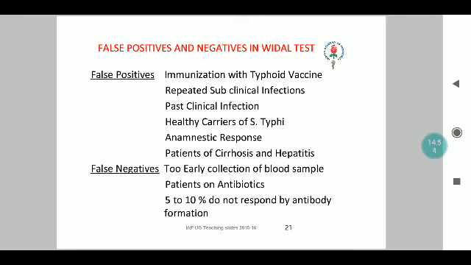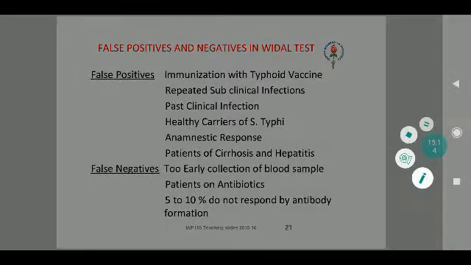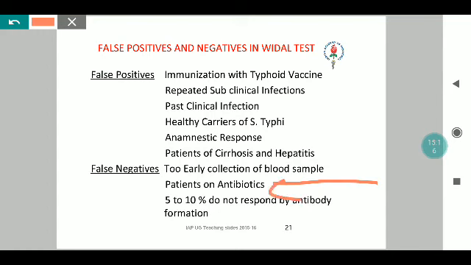A false positive can be seen if immunized recently with a typhoid vaccine, if repeated subclinical infections are there, a past clinical infection as we discussed, or in patients with cirrhosis and hepatitis. A false negative can be seen in too early blood collection of the sample, or if the patient has already been started on antibiotics without a prior culture being taken. This is generally the most common false negative seen, and the remaining 5 to 10% do not respond to antibody formation.